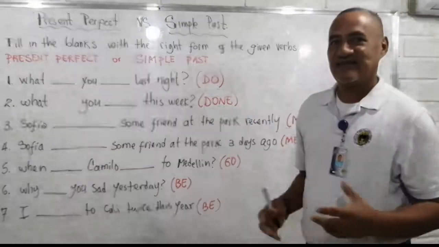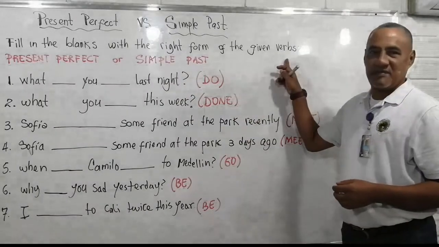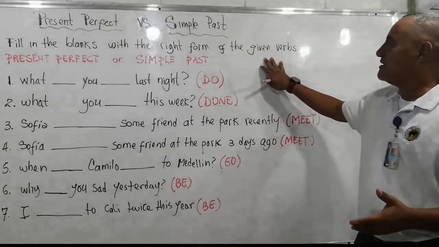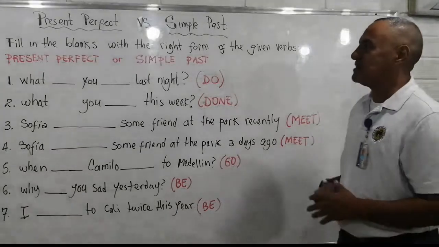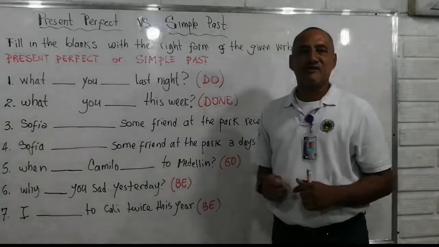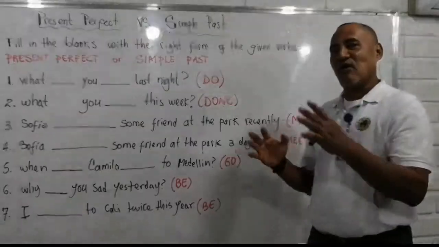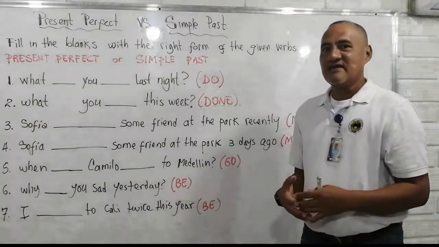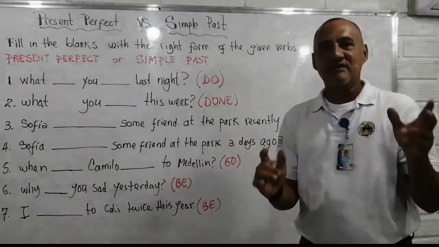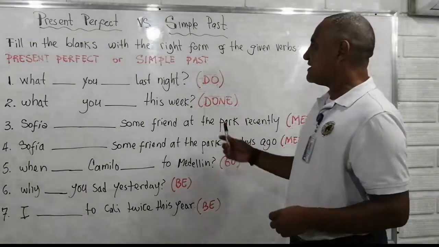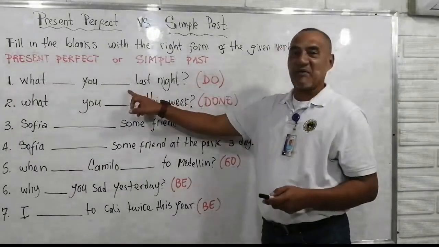Look at the directions. Fill in the blank with the right form of the given verbs. Complete los espacios con la forma correcta de los verbos dados. The ones that are in red. So you are going to use present perfect or simple past, according to the context. You have to check the context and look for the clues that I gave you earlier.